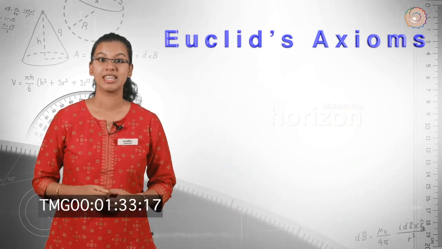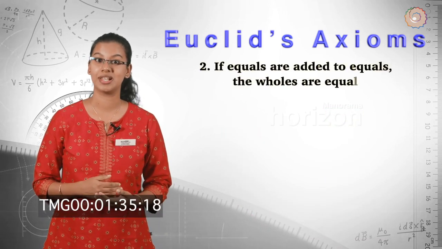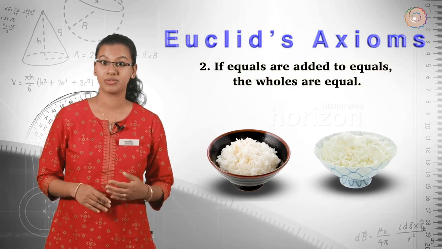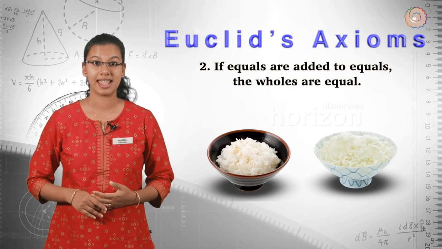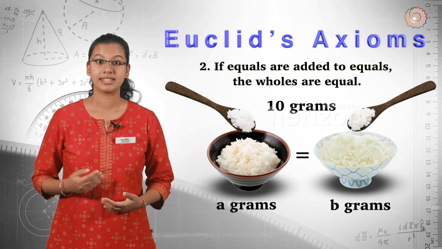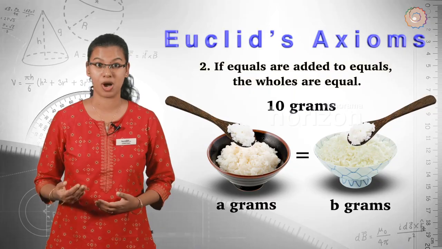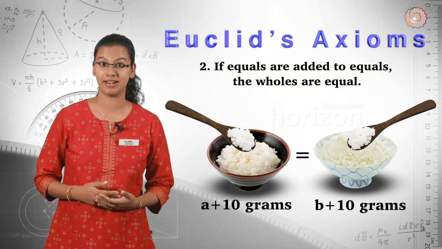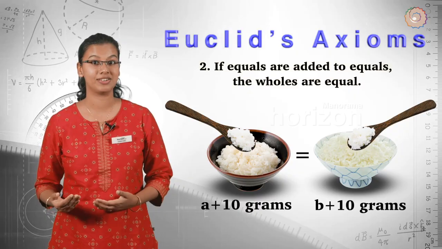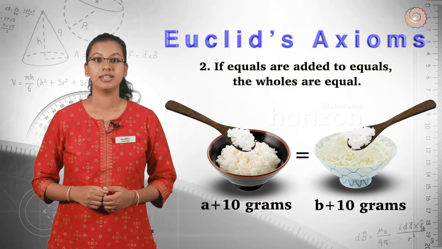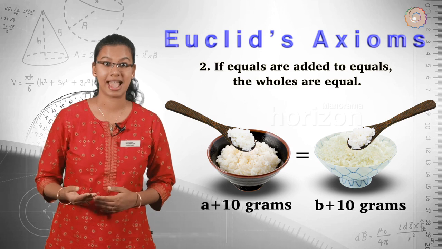The next one is, if equals are added to equals, the wholes are equal. Suppose the amount of rice in these two bowls, say A grams and B grams, are equal. Let's add 10 grams to each bowl. The resulting amount will be A plus 10 grams and B plus 10 grams respectively, which are both equal to each other. Now let's see the next axiom.